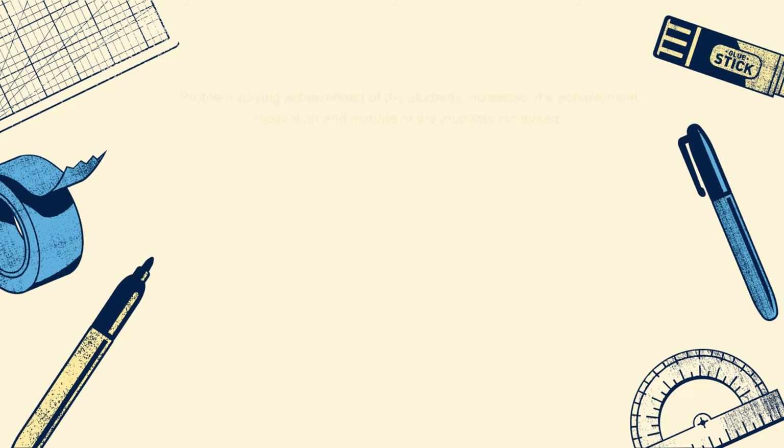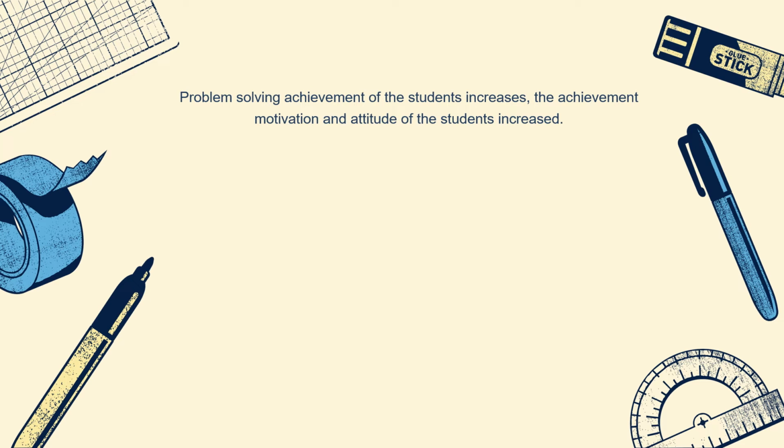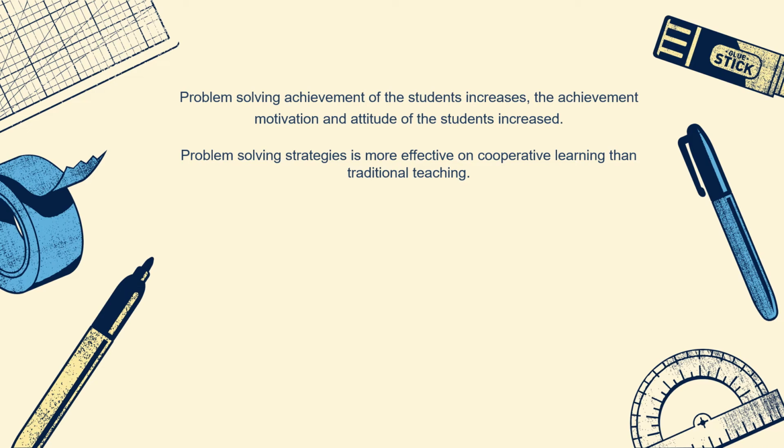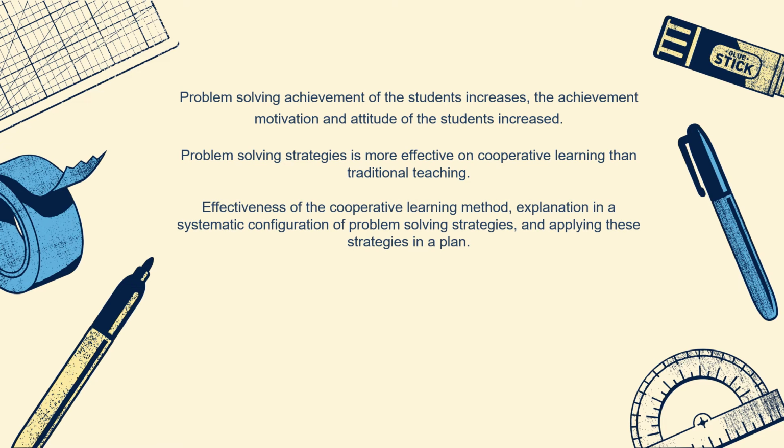It was noted that when problem-solving achievement of the students increased, the achievement motivation and attitude of the students increased in accordance with statistical data. The results pointed out that teaching of problem-solving strategies is more effective with cooperative learning than traditional teaching, with the averages of the experimental group's achievement, motivation, strategy level, and attitude found to be higher than the control group. According to research data, the reasons for the experimental group's achievements were the effectiveness of the cooperative learning method, explanation in a systematic configuration of problem-solving strategies, and applying these strategies into a plan.